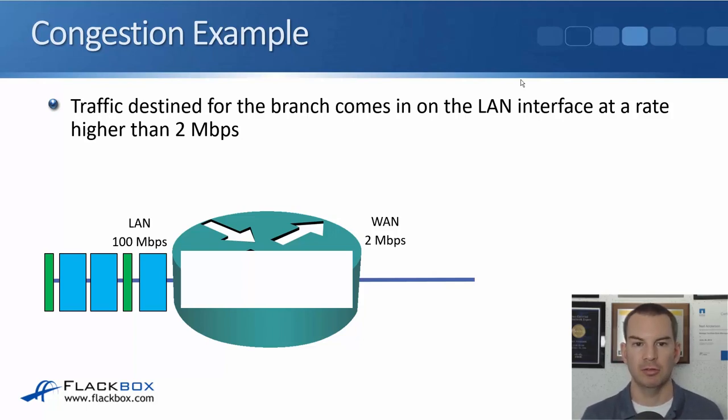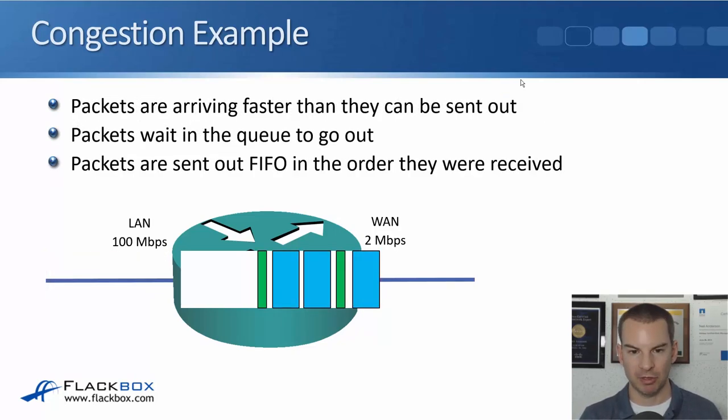If somebody's sending data, data packets are going to come in, and they're going to come in whatever order users are taking those actions. And because traffic is coming in at a rate faster than 2 megabits per second, as you see in the diagram here, the router can't send it out quickly enough. It can't keep up. So when that happens, the router will buffer traffic, meaning it will queue it up and packets wait in the queue to go out.